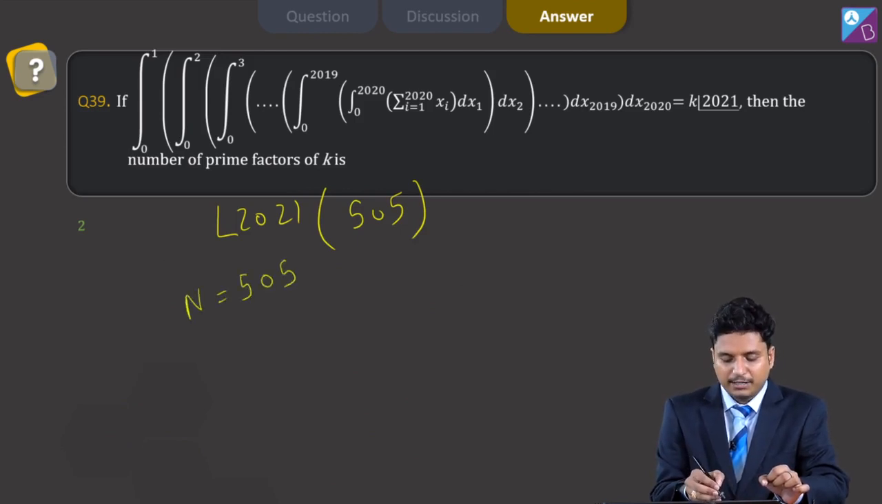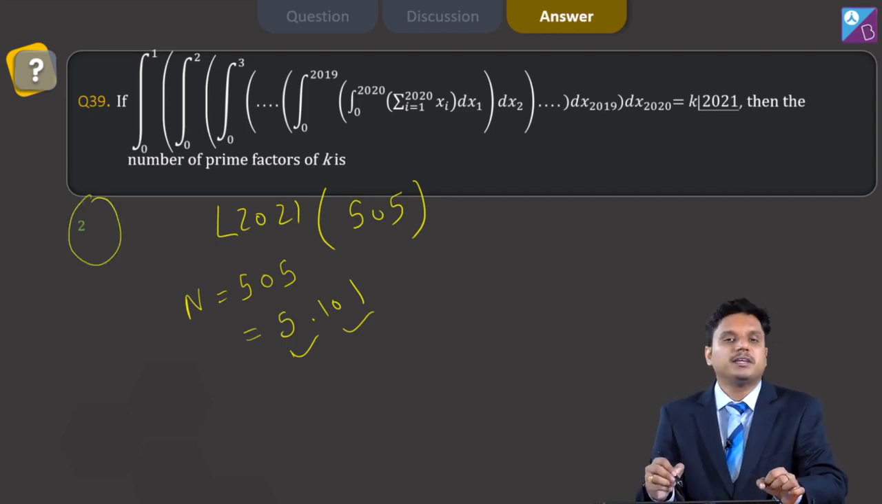What are the prime factors which are involved in this case? They are 5 into 101. So these two are the prime factors which are involved. So the answer for this will be equal to 2.